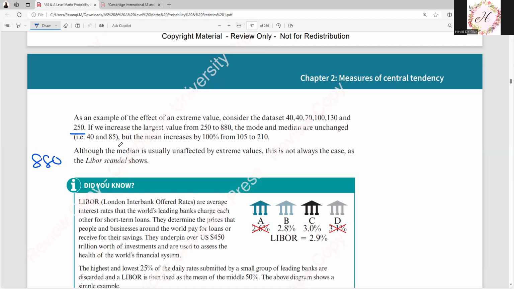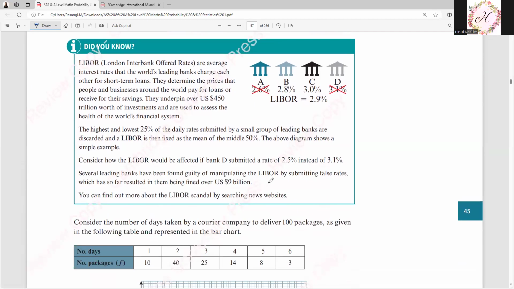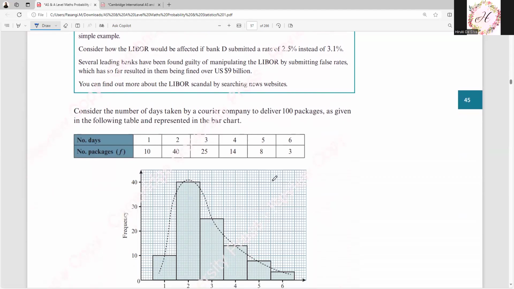So although the median is usually unaffected by extreme values, this is not always the case. Anyway, in statistics we need to have a clear idea to interpret all these results. ඒ interpretation එකට තමයි වැඩිපුරම marks හම්බ වෙන්නේ. So we should have the theory part thoroughly.